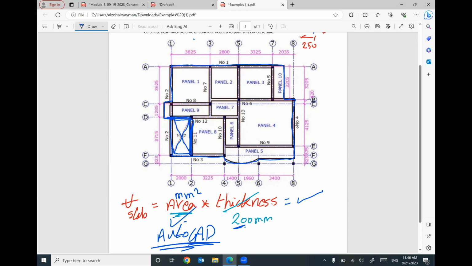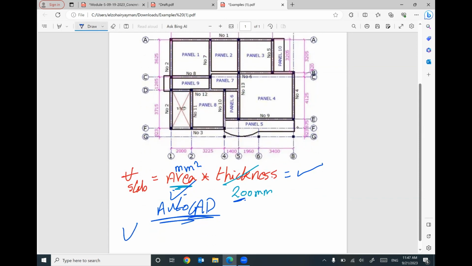Otherwise, if you don't have an AutoCAD file, you are given these dimensions. So you can figure out the total length here and the total width here, and you can roughly figure out the area of this slab. This is the only way, just math to count the total area of your plane.